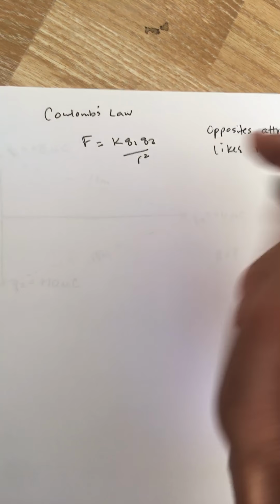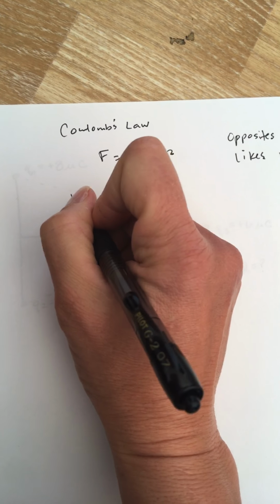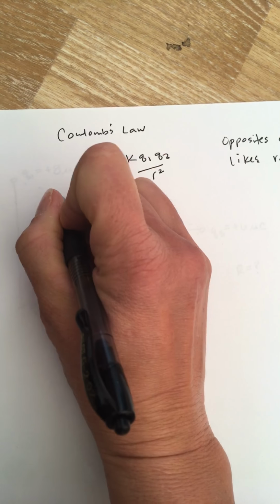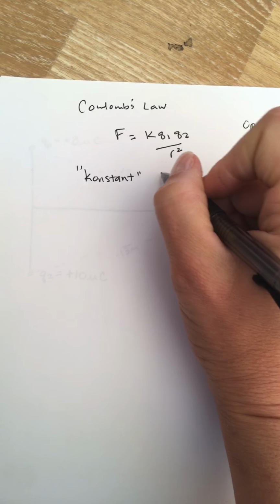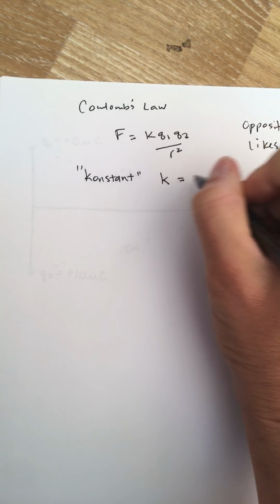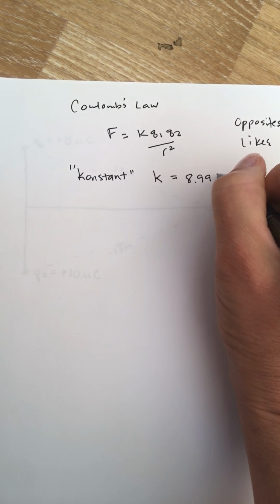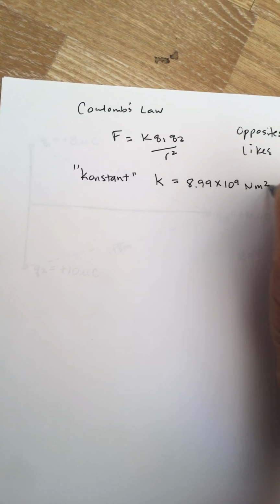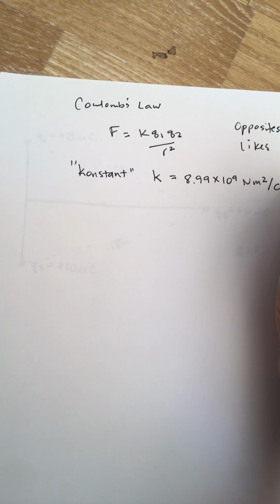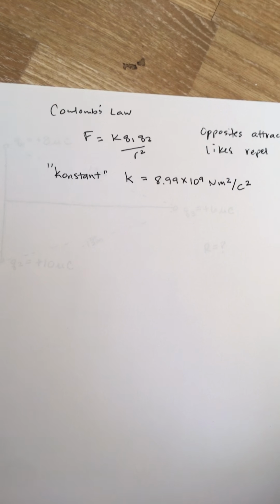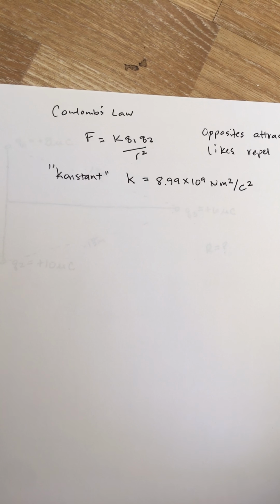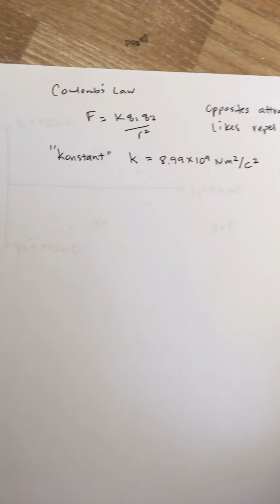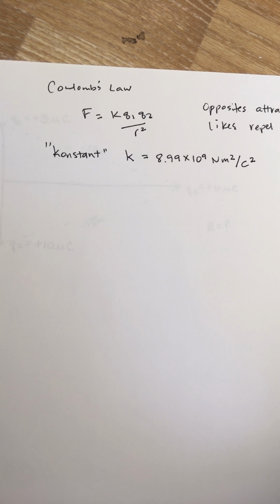Inside the equation, K is for constant, and that constant is Coulomb's constant. So K is equal to 8.99 times 10 to the 9 Newton meters squared per Coulomb squared. And it's the same every time, it's constant. Q1 and Q2 are the magnitudes of the two charges that are interacting, and R is the distance between them.